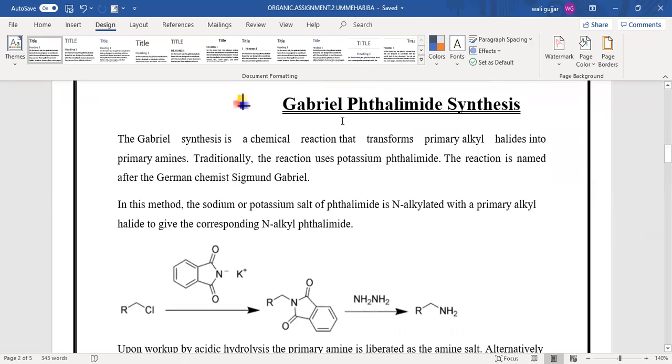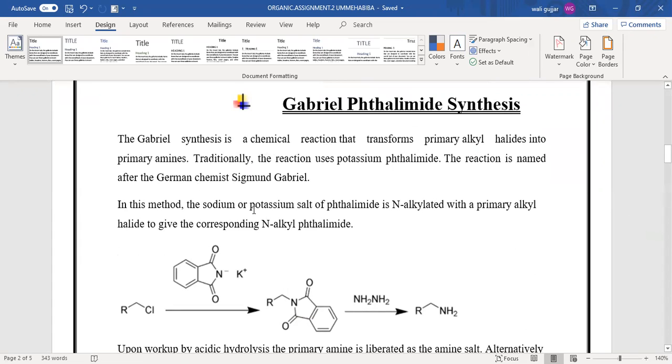First is the introduction of Gabriel Phthalimide synthesis. The Gabriel synthesis is a chemical reaction that transforms primary alkyl halides into primary amines. Traditionally, the reaction uses potassium phthalimide. The reaction is named after the German chemist Sigmund Gabriel.